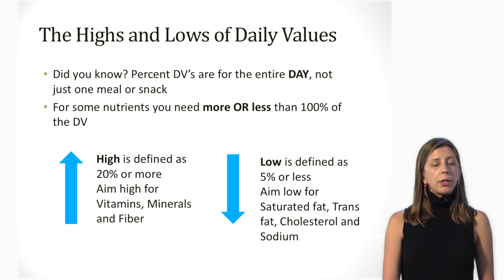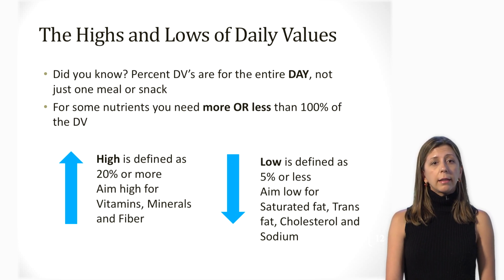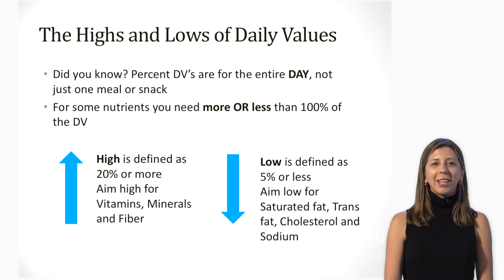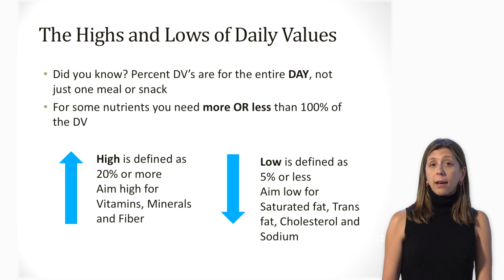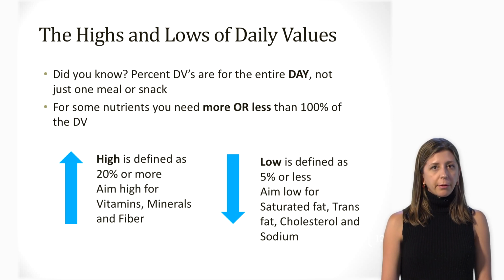So what do you want more of in your diet, right? If you're looking at this little iteration here on your slide, when you're looking at food labels, things you want to look for in terms of high on the daily value, which is defined as 20% or more, are most of your vitamins, minerals, and fiber.